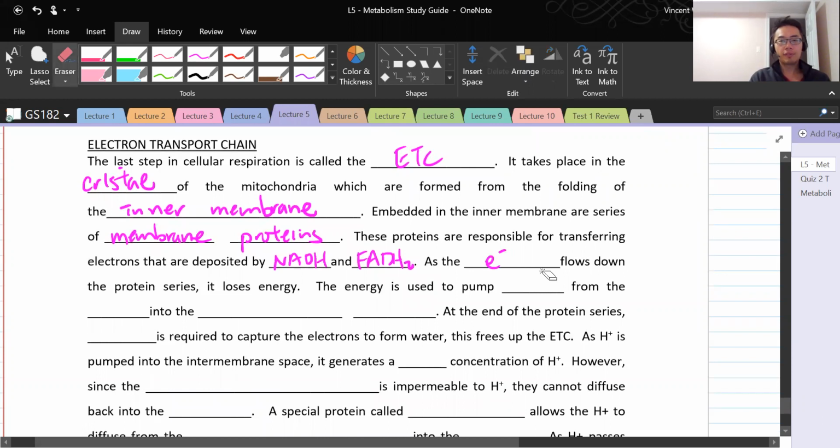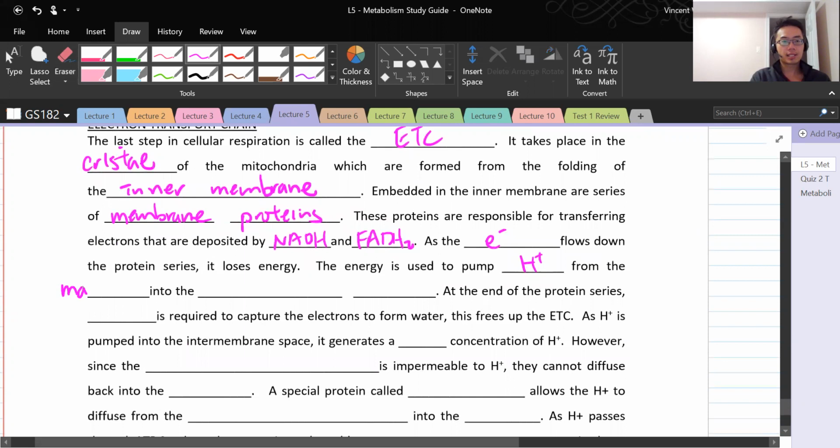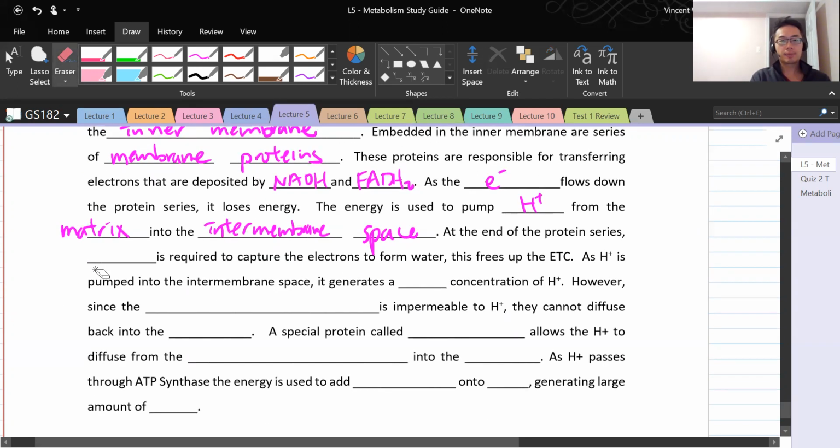As the electron flows down the protein series, it loses energy. The energy is used to pump H+ from the matrix into the intermembrane space. At the end of the protein series, oxygen is required to capture the electron to form water. This frees up the ETC.